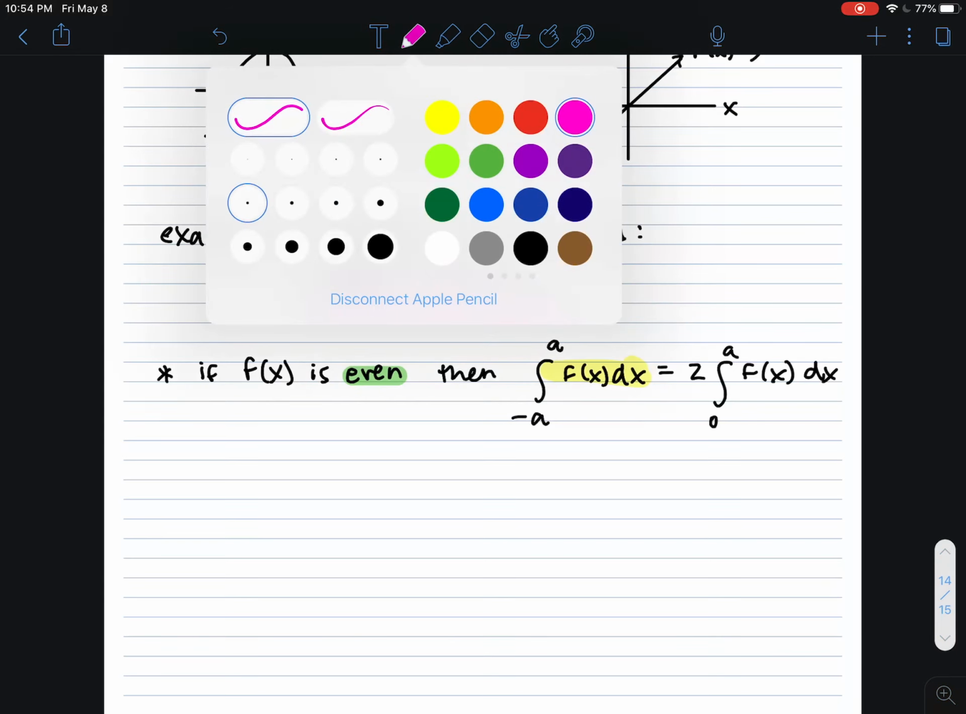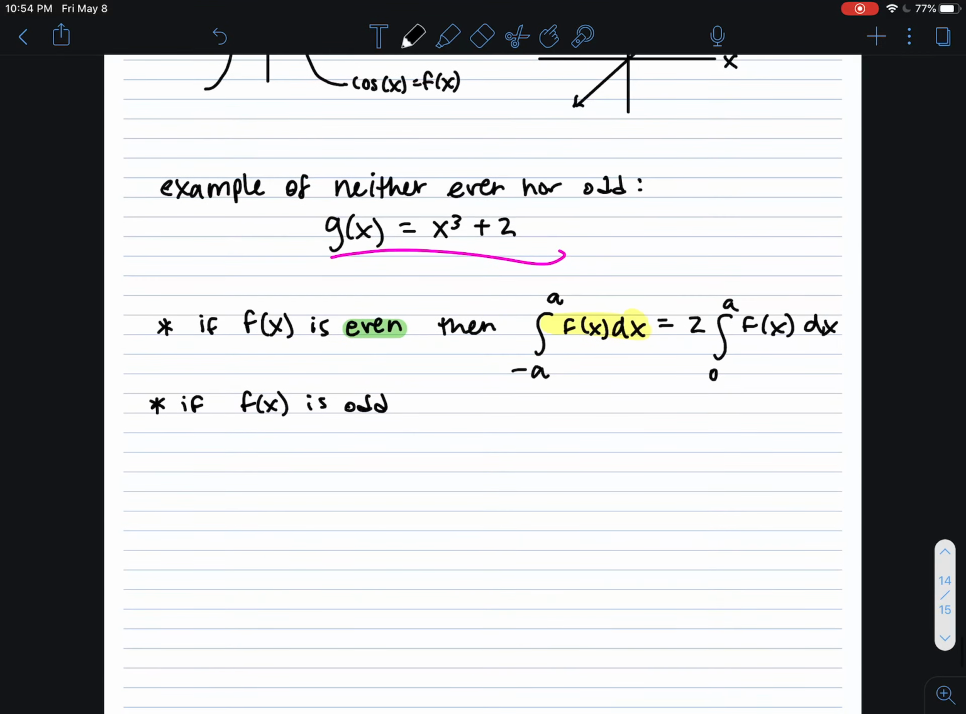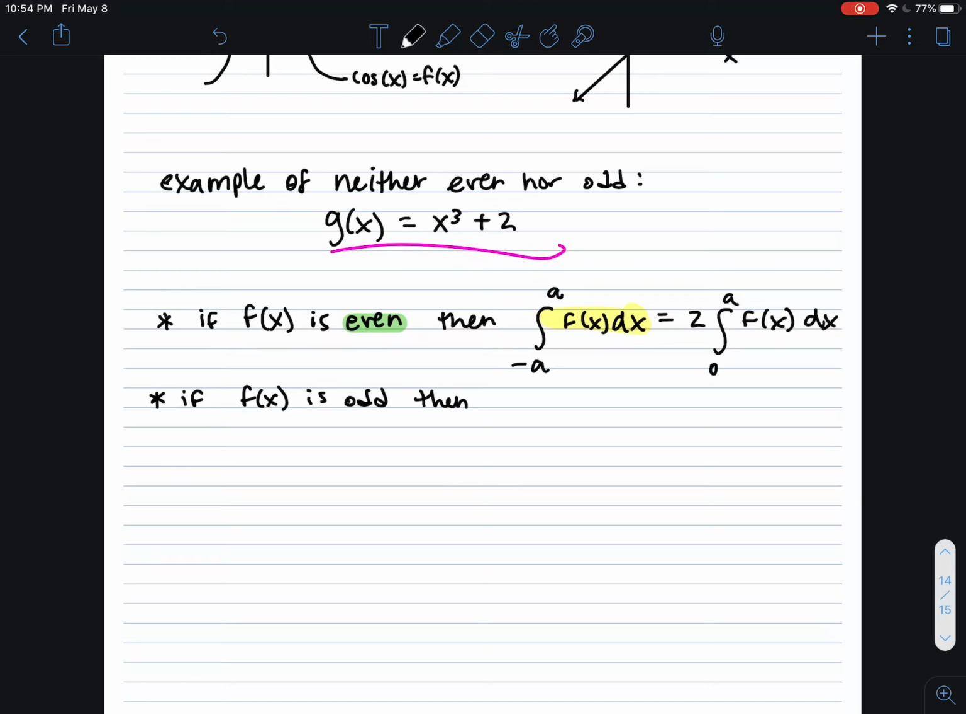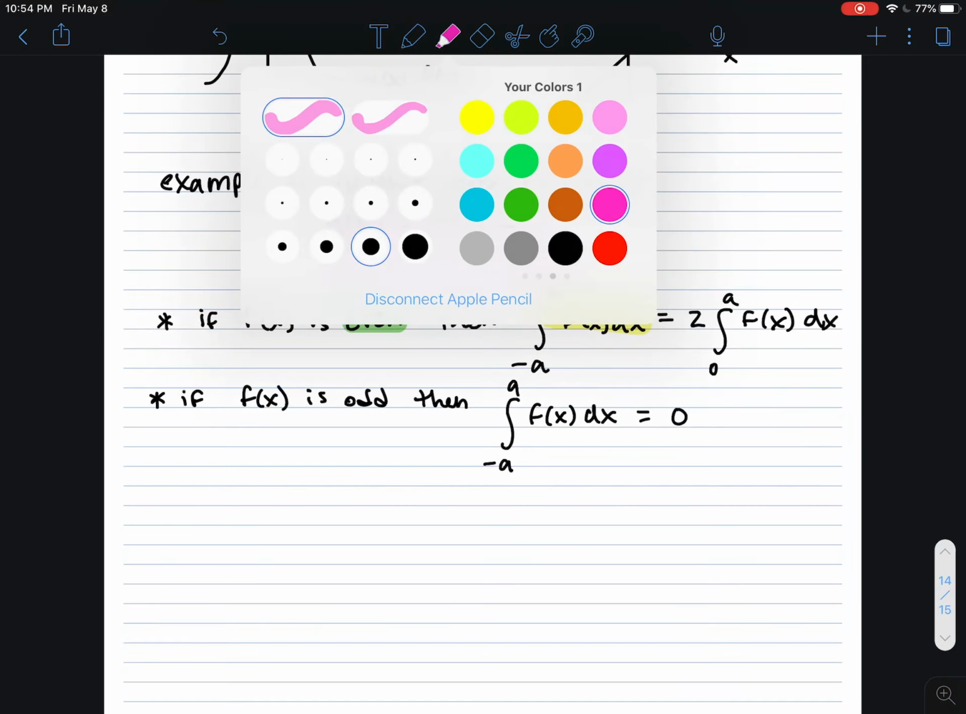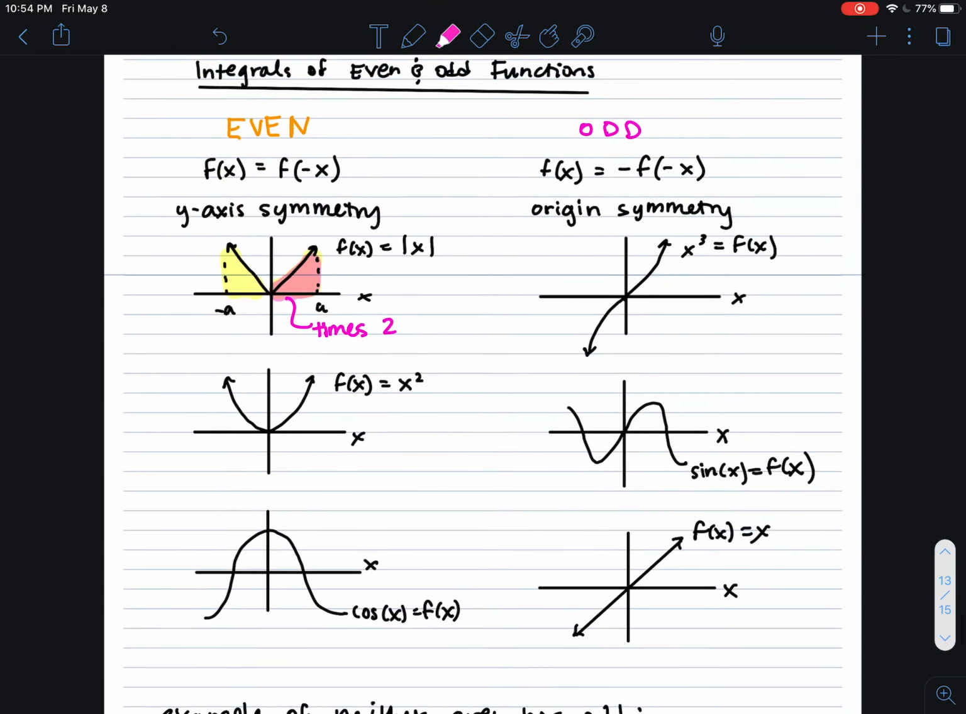All right, let's look at this second rule, which is for odd functions. So if f of x is odd, then the integral from negative a to a of our function is actually just equal to 0, which is even cooler. So if we look up at our odd functions, there we go.